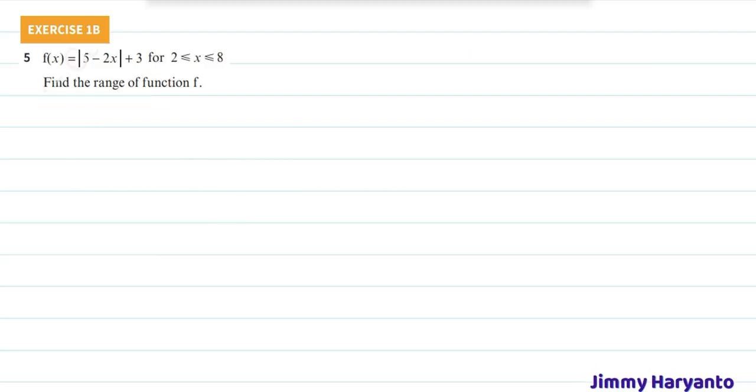Next is question 5 in exercise 1b. For this one you have to find the range of function f. Range of a function is quite a bit tricky, because every question is not the same. Yeah, so the method is not the same, the way you solve it is not the same. That means you have to imagine the graph first, especially if the graph is complex like this one, a modulus function. So let's sketch it a little bit.